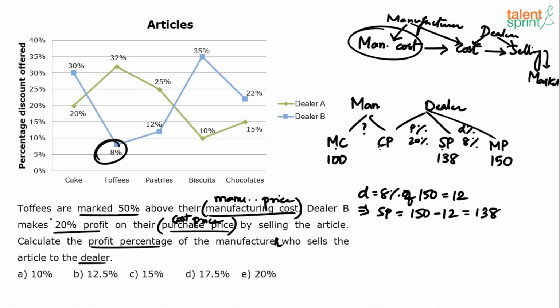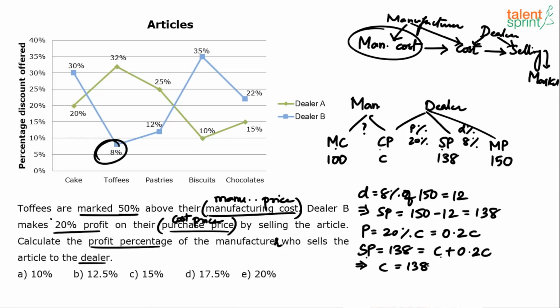Now we have to find the cost price. See, I know that the profit is 20%. Let's assume the cost price is C. Profit is equal to 20% of C, which is 0.2 C. Selling price SP is equal to 138. This 138 is cost price plus 20% of cost price, which is 0.2 C. Selling price is equal to cost price plus profit. Profit is 20% of cost price. So basically, C comes out to be 138 divided by 1.2.